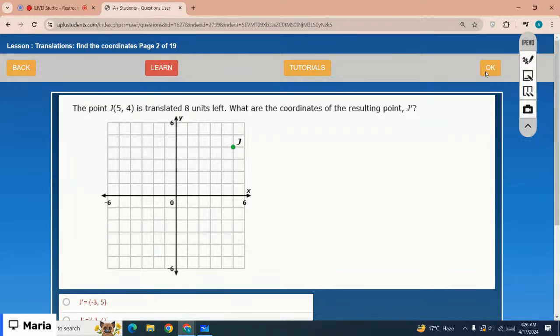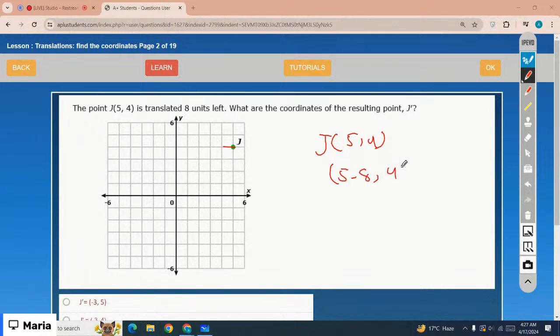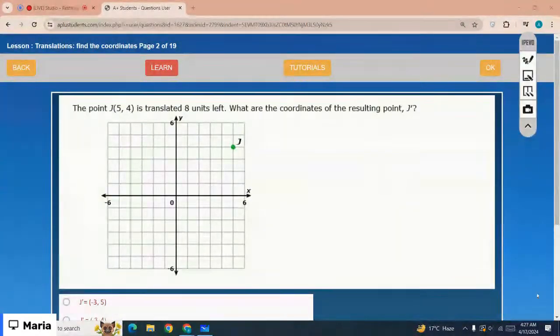The point 5, 4 is translated 8 units left. What are the coordinates of the resulting point J dash? Okay, so J has the coordinates 5, 4. Again left, so you have to subtract 8 from the x coordinate. That would be negative 3 and 4. Got it? So the coordinates are negative 3 and 4. Option number 2 is the correct option.